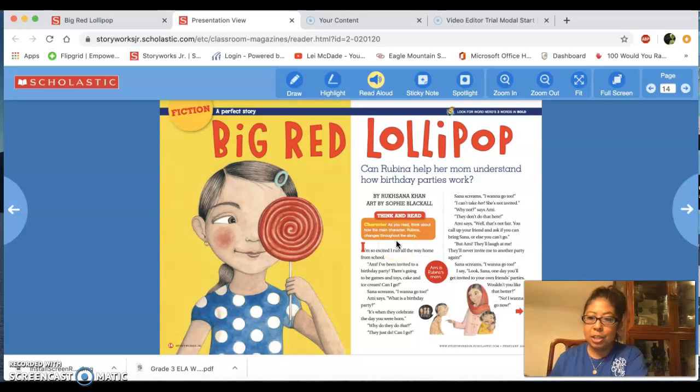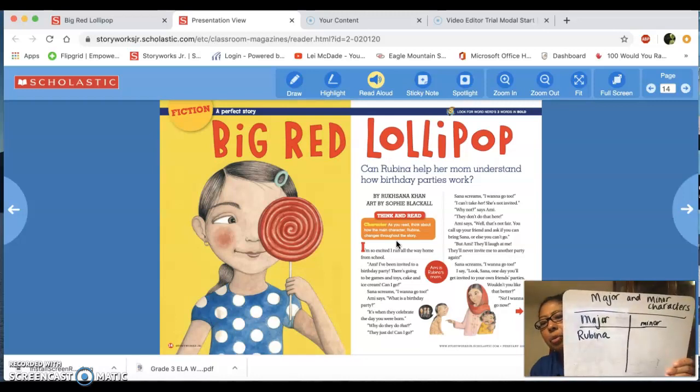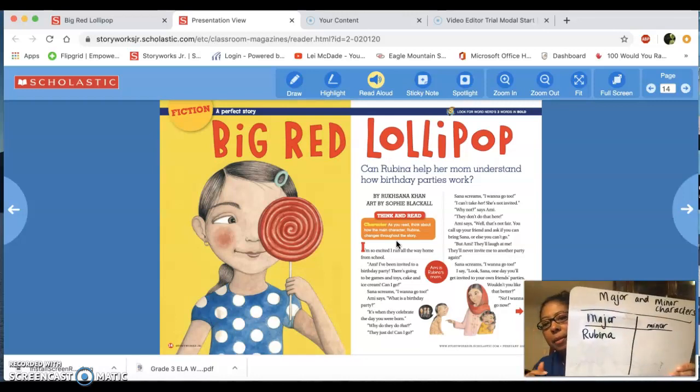Let's go ahead and start our T-chart. And I know for sure that Rubina is going to be one of the characters. And it said the main character, so I'm going to put major. I'm going to make a T-chart. Minor. And Rubina is going to be the first character. Rubina is a major character, also known as the main character.